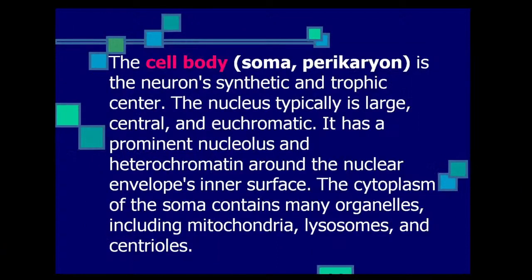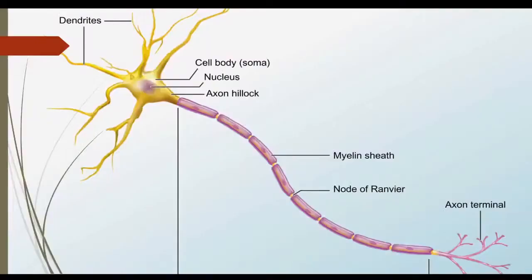The cell body, soma, perikaryon, is the neuron's synthetic and trophic center. The nucleus typically is large, central, and euchromatic. It has a prominent nucleolus and heterochromatin around the nuclear envelope's inner surface. The cytoplasm of the soma contains many organelles, including mitochondria, lysosomes, centrioles, and of course rough endoplasmic reticulum.